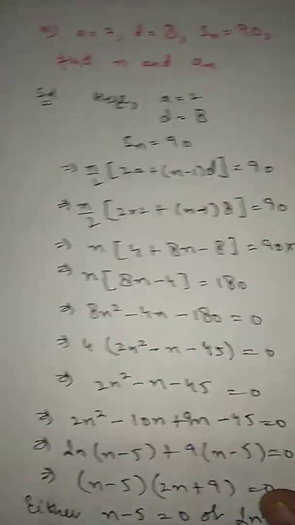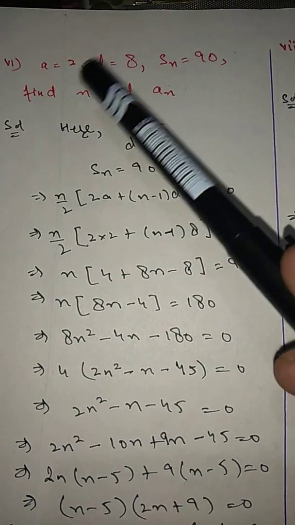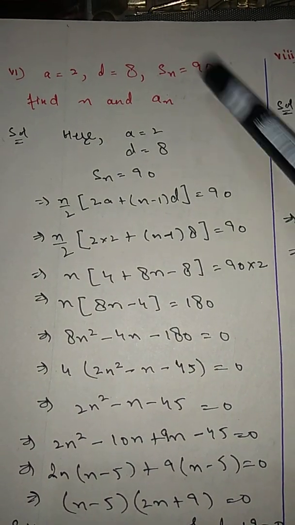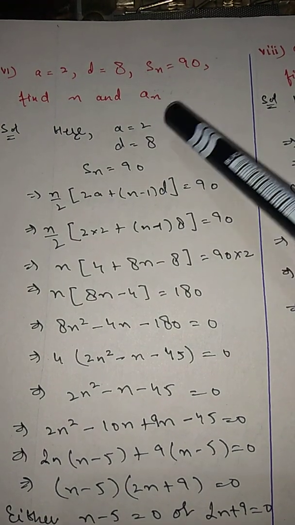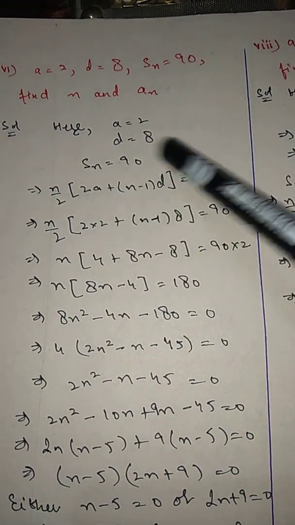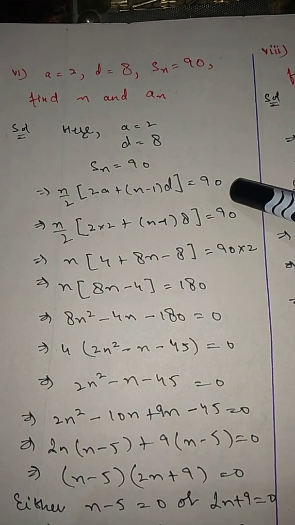Then moving forward, let's move to question number 6. In part number 6 we are given a as 2, d as 8, Sn as 90. Then we have to find the value of n and an. Here a is equal to 2, d is equal to 8, Sn is equal to 90. Sn means n upon 2 into 2a plus n minus 1 into d is equal to 90.